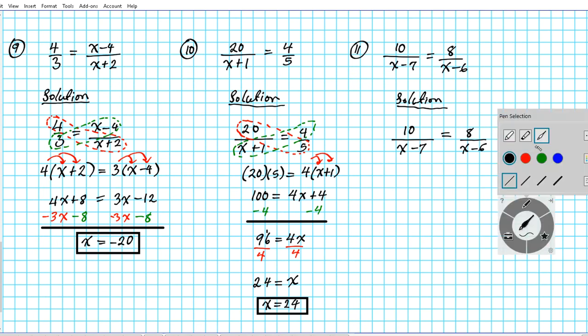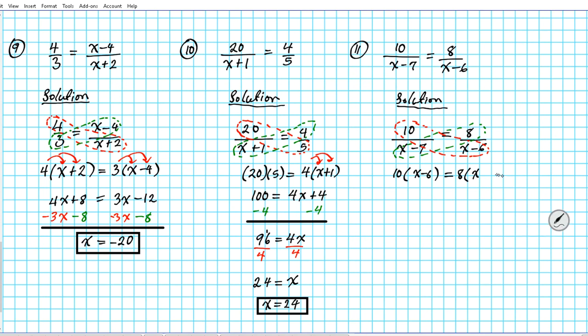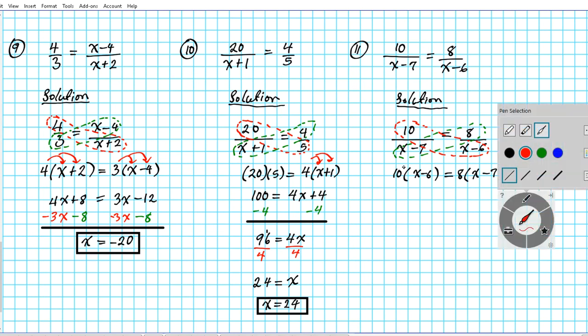Okay? Alright, so let's go ahead and set up our star. You know the drill. 10 is multiplied with x minus 6. And then we have 8 multiplied with x minus 7. So that gives us 10 times the quantity x minus 6 on the right equals 8, on the left, 8 times the quantity x minus 7 on the right. Now we're going to go ahead and get rid of the parentheses. How do we do that? By distribution, right? So distribute 10 to x and negative 6, and then distribute 8 to x and negative 7.